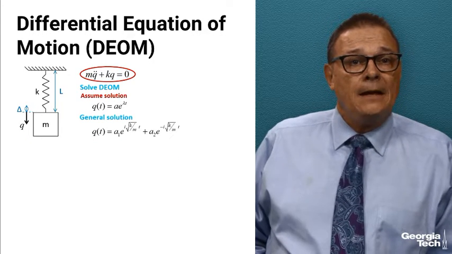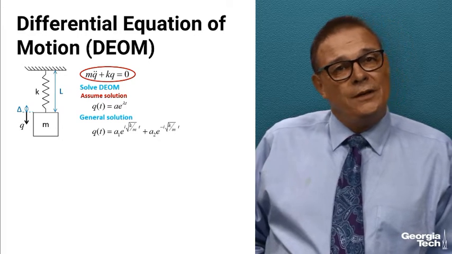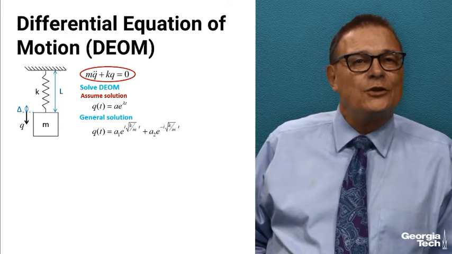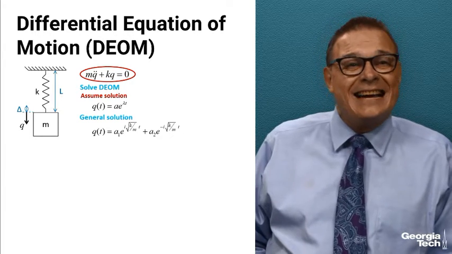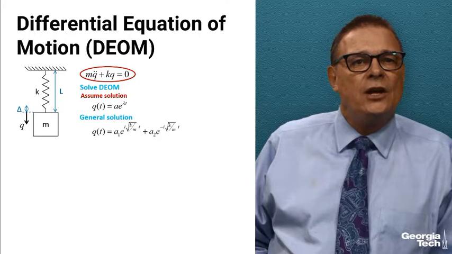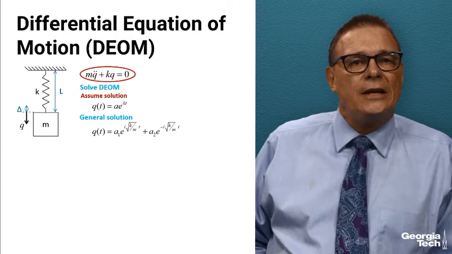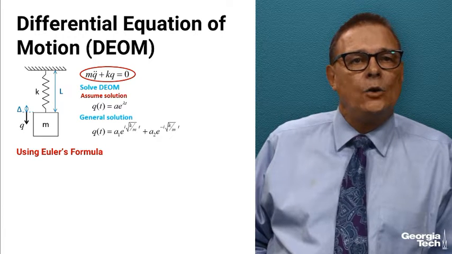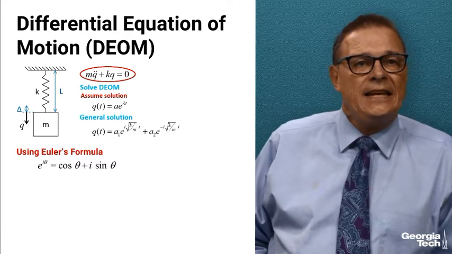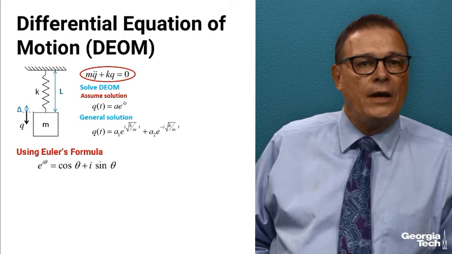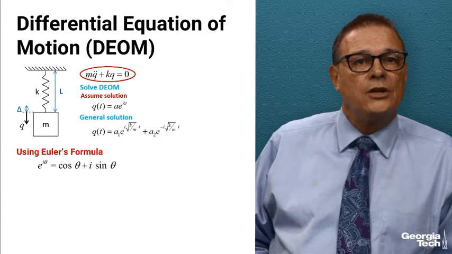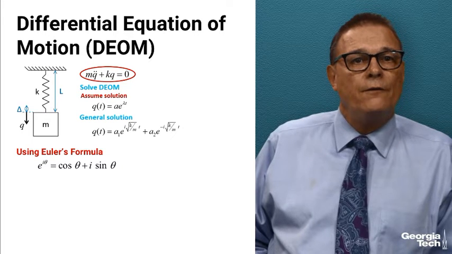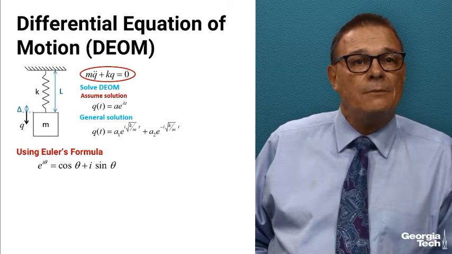Generally, it's not so easy to work with complex exponentials unless you've done it for a while. So we like to look at sines and cosines. To change the exponentials into sines or cosines, we're going to use a very well-known identity, Euler's formula, which says that e to the i theta, some argument theta, is equal to cosine theta plus i sine theta, where in this case theta would be the square root of k over m times t.